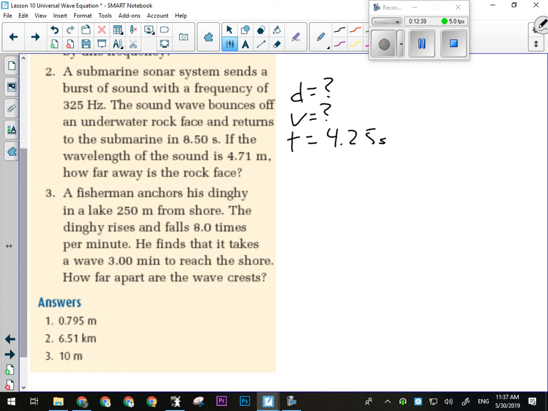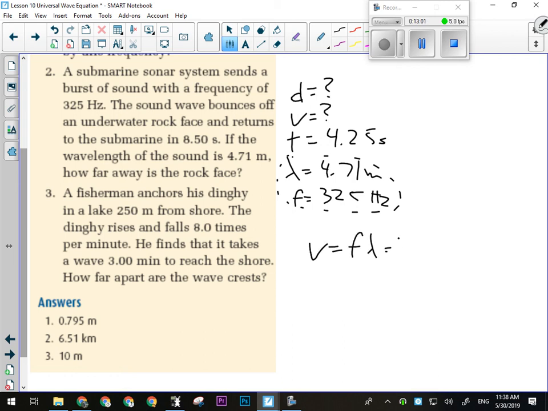If the wavelength of the sound is 4.71 meters, so they tell me lambda, and they tell me the frequency is 325 hertz, then I have enough information to get V using the universal wave equation, and then I can use V to get D after that, right? Everyone okay with that process? All right, so V equals F times lambda, so I'll take my 325 and multiply it by 4.71.